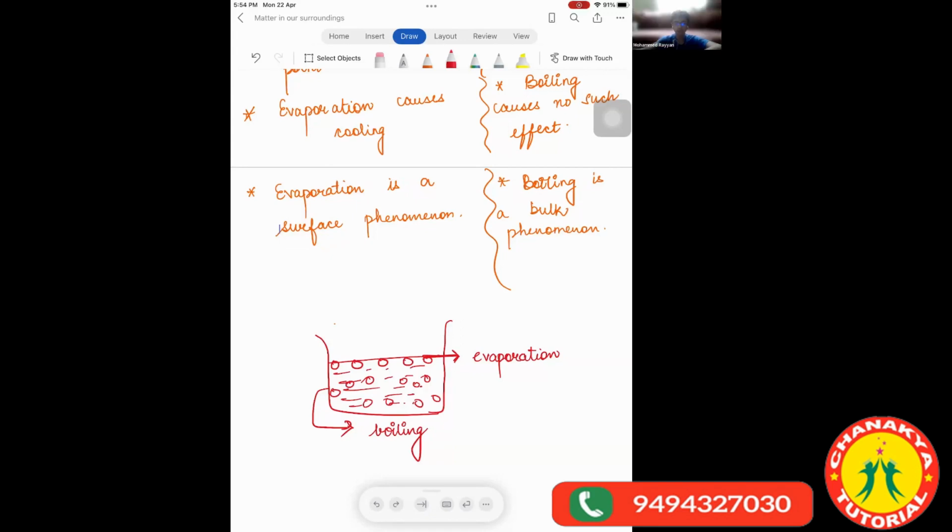Ma'am, can you once more explain what surface and bulk phenomenon is, like the difference? Yes, surface means just at the surface, means what is present at the top, whereas bulk means the entire liquid. Okay? Yes, ma'am. We will discuss a little more in the next class.